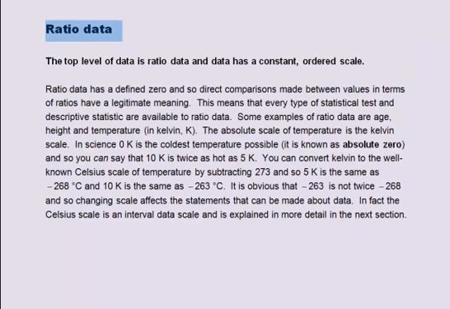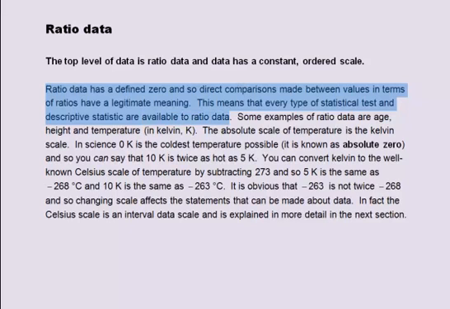Ratio data. The top level of data is ratio data, and data has a constant ordered scale. Ratio data has a defined zero, and so direct comparisons made between values in terms of ratios have a legitimate meaning. This means that every type of statistical test and descriptive statistic are available to ratio data. Some examples of ratio data are age, height and temperature in Kelvin, capital K.